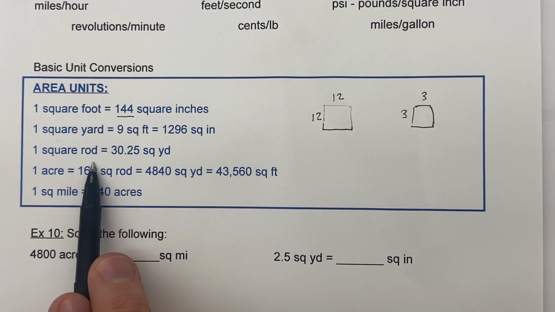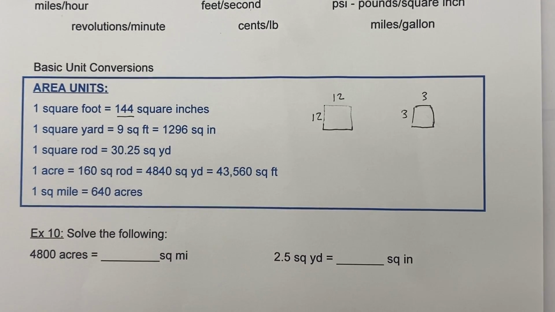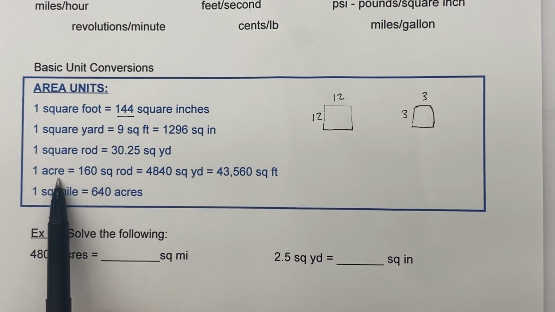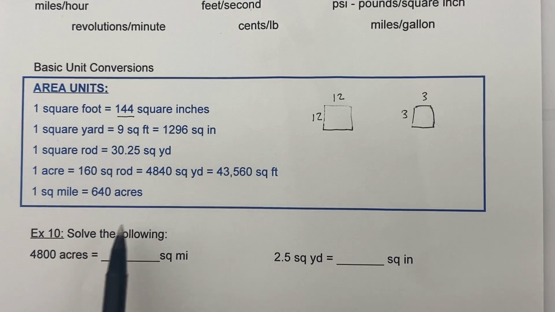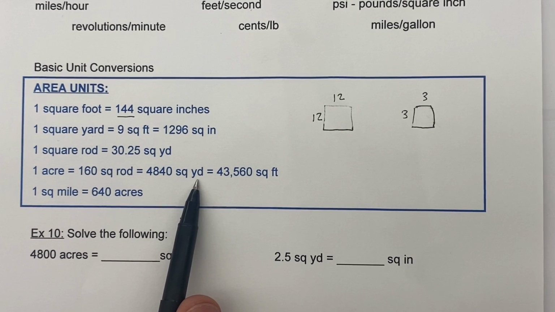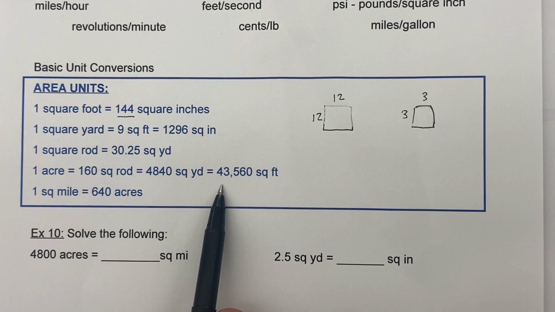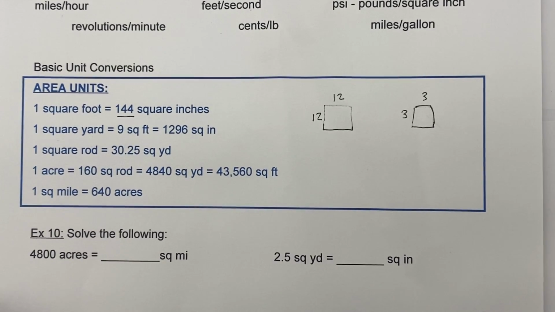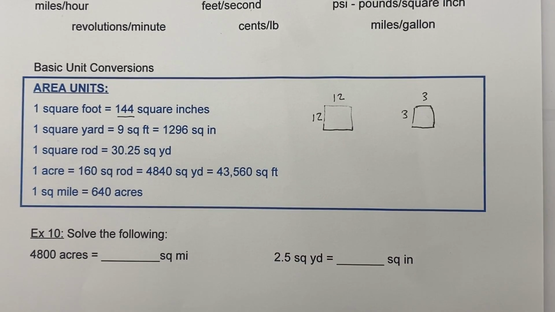1 square rod, you know, we don't deal with rods a lot, but if they ask you that in the homework, 30.25 square yards. Acres. I love acres. When we start talking about acres, they are expensive nowadays. 160 square rods, 4,840 square yards, and 43,560 square feet. I probably should have had you go through and actually calculate all of these, but you're welcome.